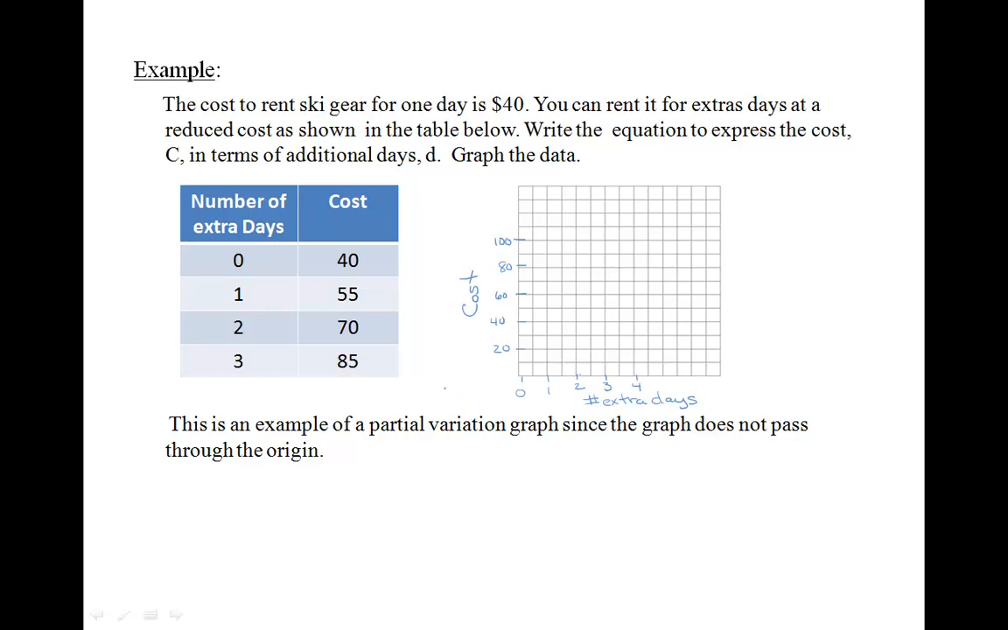So let's plot our points. (0, 40) is our first point. (1, 55) is our next point. (2, 70) is the next point, and (3, 85) is our last point. Next, we must draw a straight line connecting the points.